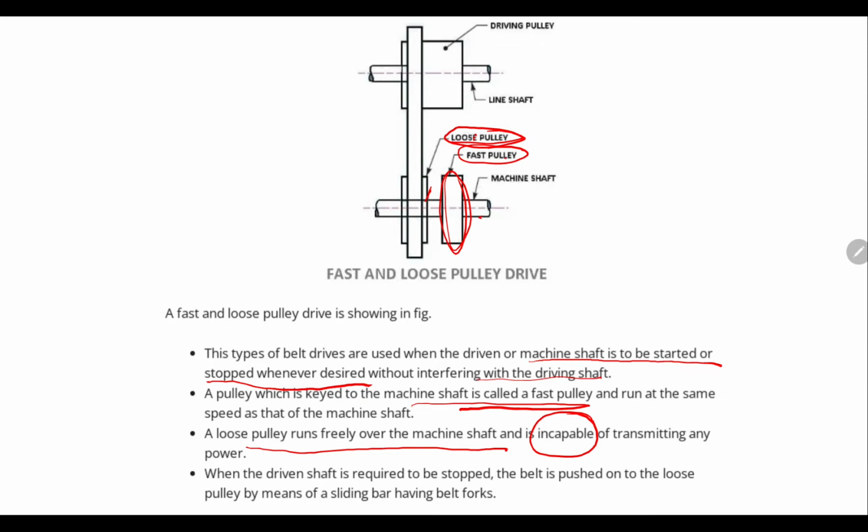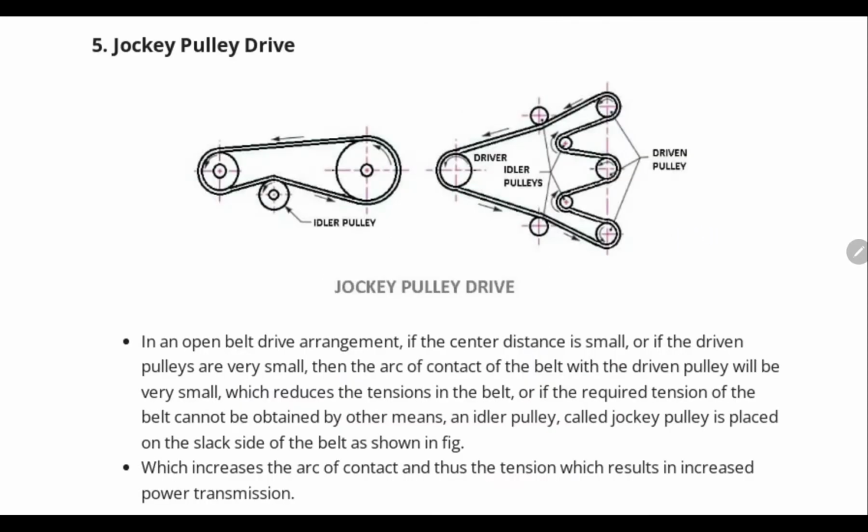When the driven shaft is required to be stopped, the belt is pushed onto the loose pulley by means of a sliding bar having the belt fork. So this way the fast and loose pulley is going to work.